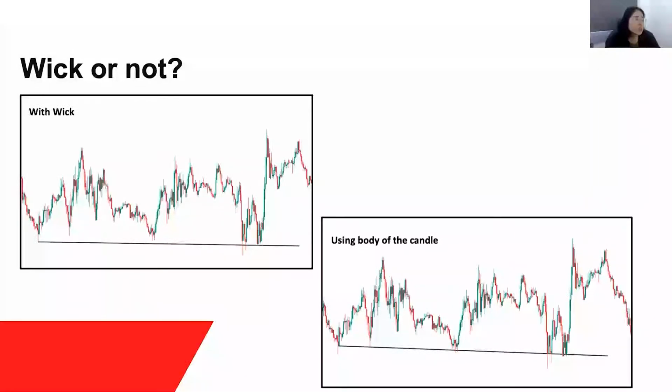Okay, so the next question is, how do we plot a trend line? Is it with the wick or without the wick? By the way, the whole point of a trend line is to tell you where the trend is going. It's either an uptrend or a downtrend. That's basically it. We will be going to TradingView. We'll be going to different charts, and we'll be identifying trends.